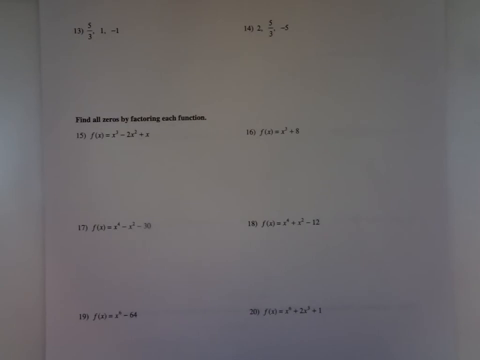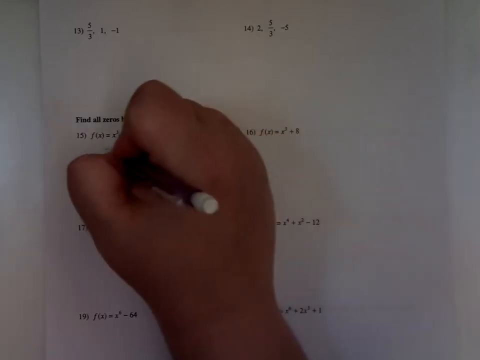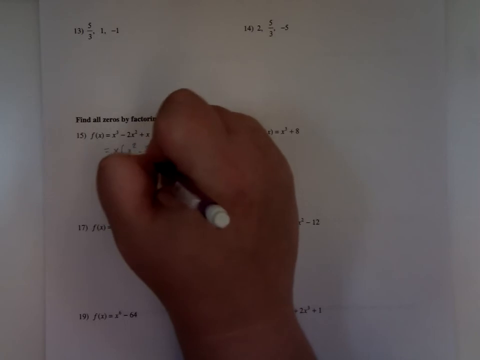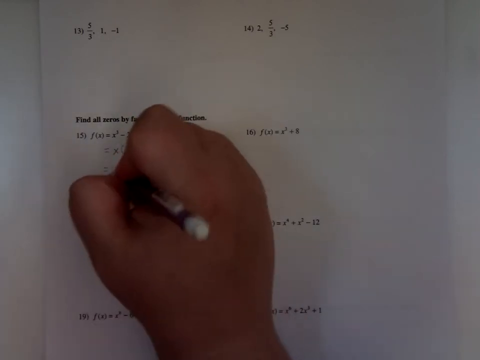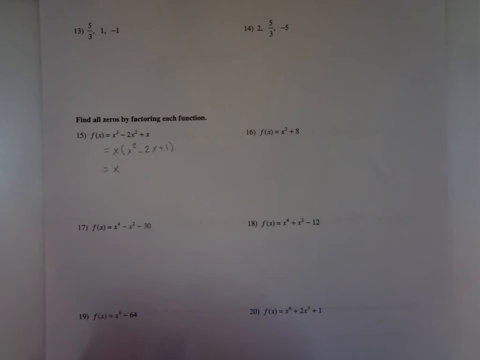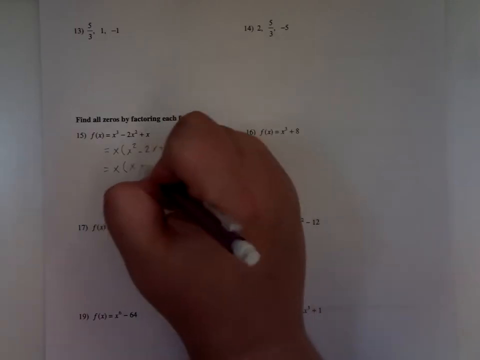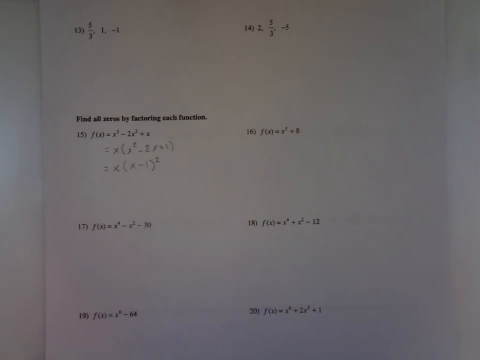Next, find all zeros by factoring each function. So let's take a look at the first one. We can factor out an x. So we've got x squared minus 2x plus 1. This is a perfect square trinomial. So this is going to be x minus 1 all squared.